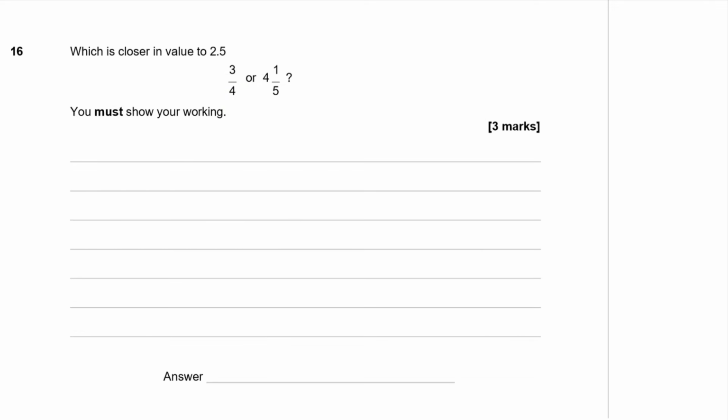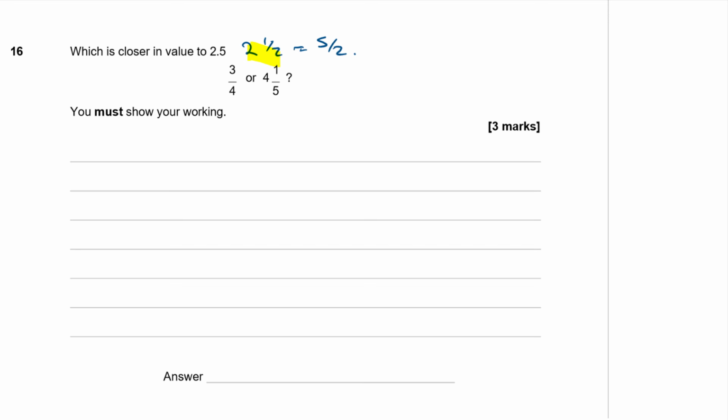Question 16. Which is closer in value to 2.5? Is it 3/4 or is it 4 1/5? Neither of them is particularly near. I think what we're going to do here is try and express them all as fractions over the same denominator. So 2.5, that's 5 divided by 2 as a fraction. It's 5 halves, or 2 1/2. If you multiply those two together you get 4, add the 1 on the top, and that is equal to 5 halves.